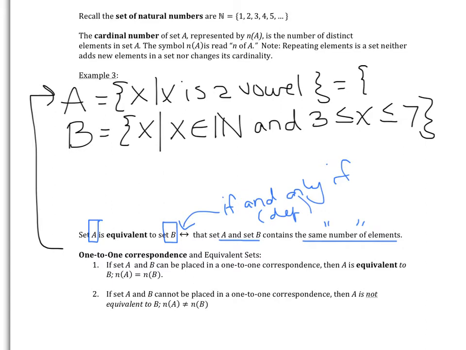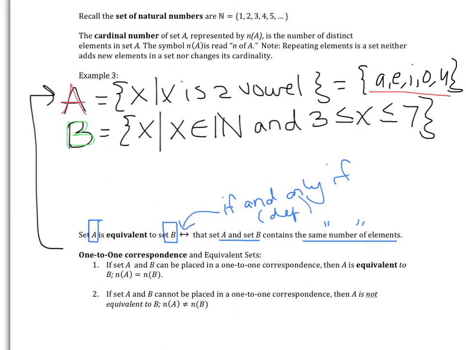Okay, so what is set A equal to? Well, this is saying the collection of all x, so probably all letters of the alphabet, such that x is a vowel. Well, out of all the letters in the alphabet, how many are vowels? We can actually write them out: A, E, I, O, and U. Let's do some color coding. So this is what set A looks like.